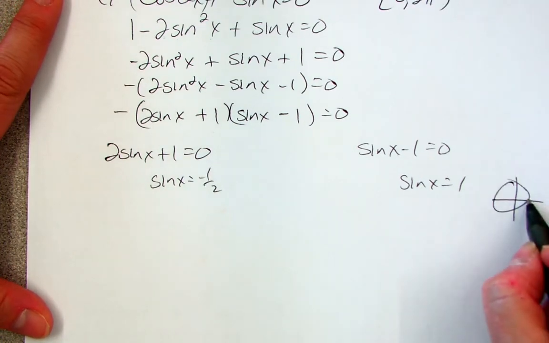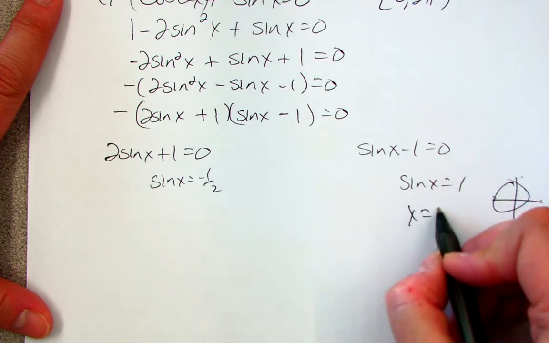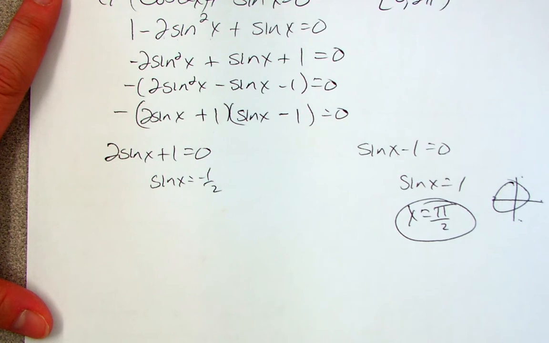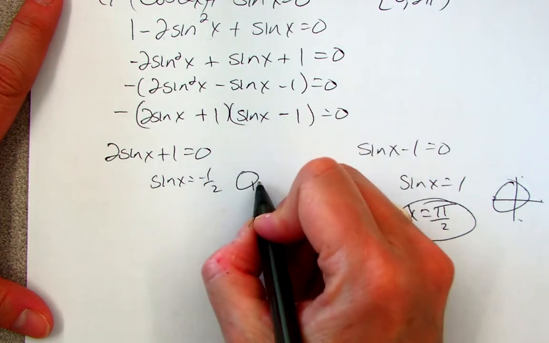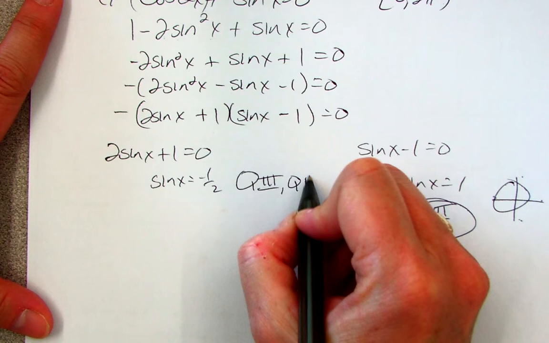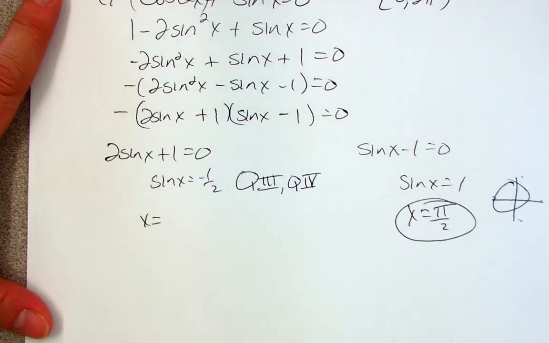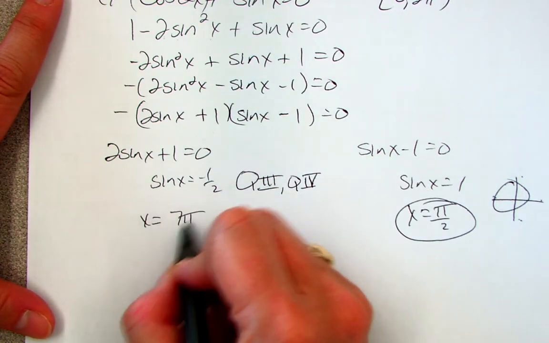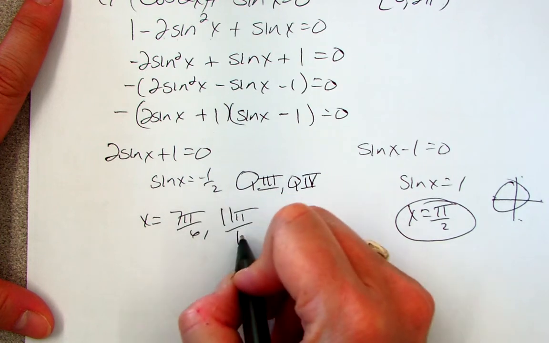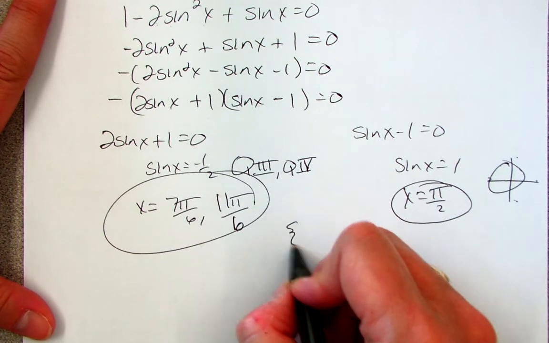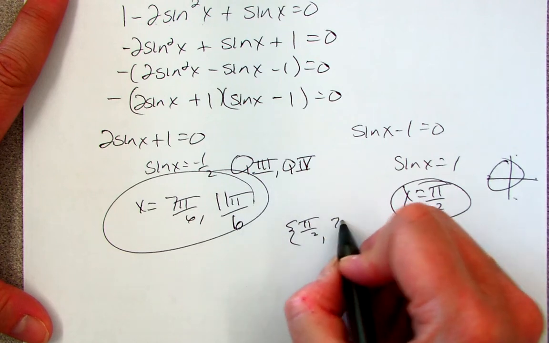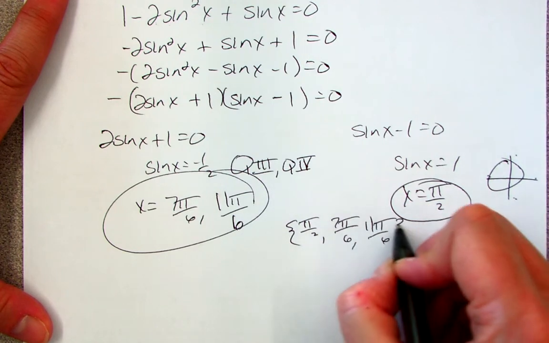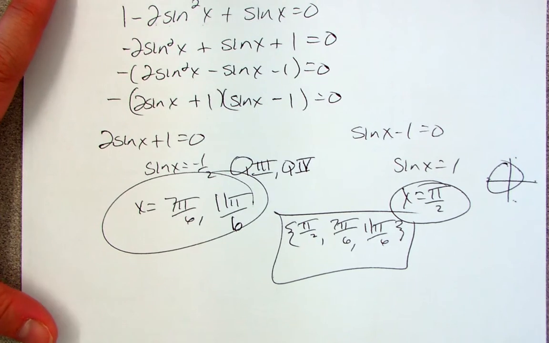Let's see. Sine is 0, 1, 0, negative 1. So I get that from here. Sine negative 1/2, let's see, that's quadrant 3 and quadrant 4. And that reference angle is pi over 6, so that is 7 pi over 6 and 11 pi over 6. So my solution set is pi over 2, 7 pi over 6, 11 pi over 6. There's my solution.